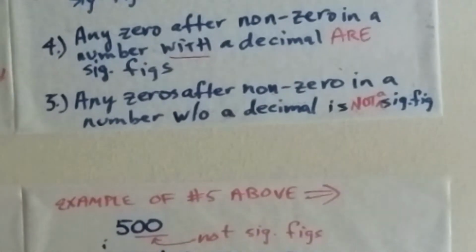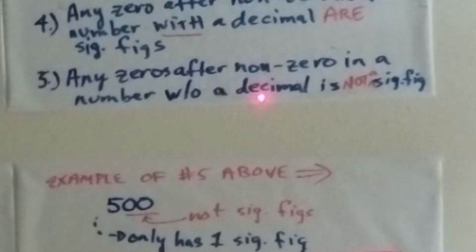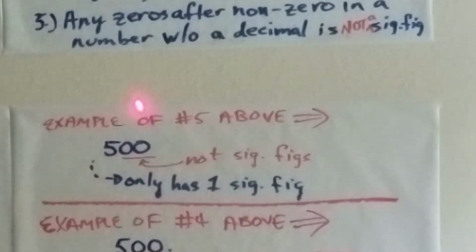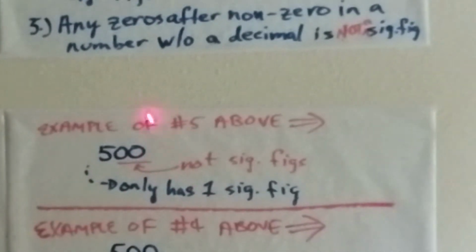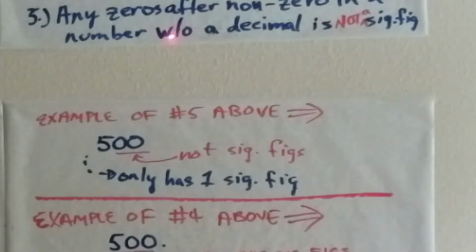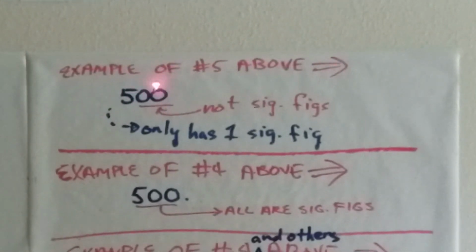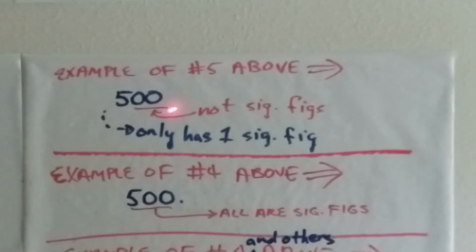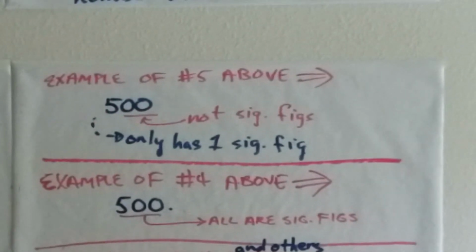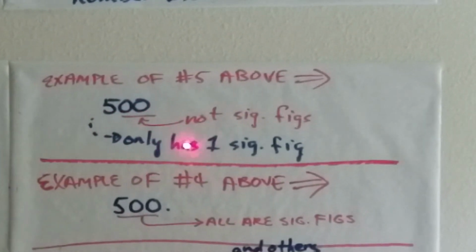So the last 2 are going to be looking at numbers with a decimal and without a decimal. It's really important that you distinguish here. So this 500 does not have a decimal point to it, right? And it says any zeros after a non-zero in a number without a decimal is not a significant figure. So these zeros are not included and should not be counted as significant figures. So only the 5 is a significant digit. So this number has only one significant digit.